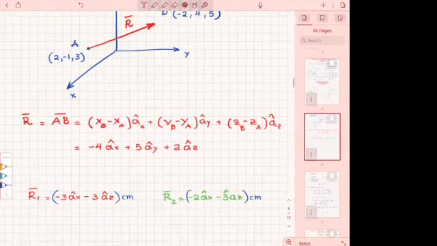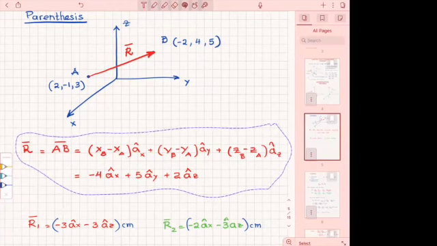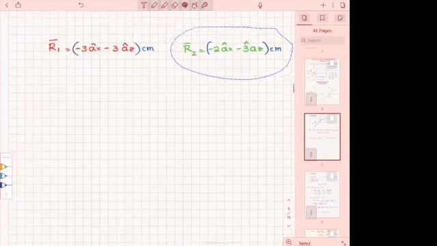Now here, what I did in the morning was to remind everybody how you find a vector from A to B, where you know the direction is from A to B, you know A's coordinates, you know B's coordinates, and then you use this formula to find the vector. So that was the parenthesis, so people can remember. And if you use this approach, then you find the two vectors for our problem, R1 and R2.